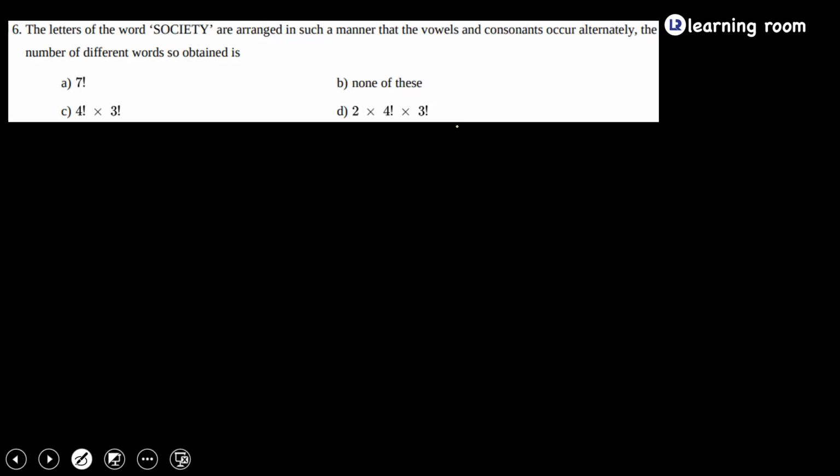So read the question carefully. What do they want? Consonant, vowel, consonant, vowel. So society, first of all, does it have an even number of letters? SOCIETY? 7. So what will be the answer?